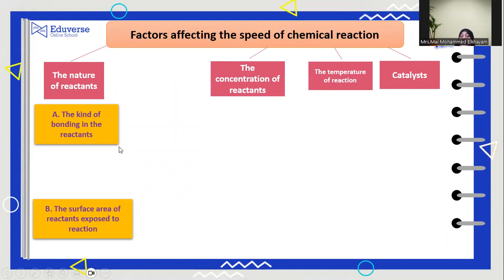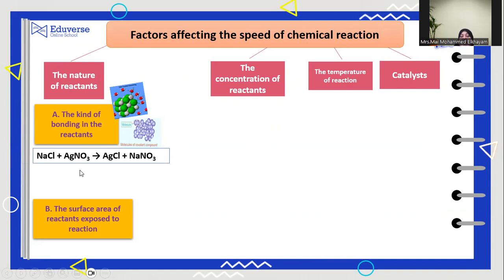Kind of bonding, we all know we have ionic compounds or covalent compounds, or ionic bonds or covalent bonds. Ionic compounds react faster than covalent compounds. Why? Because ionic compounds can be ionized when they are dissolved in water, while for covalent compounds, the reaction takes place between molecules that cannot be ionized when they are dissolved in water.